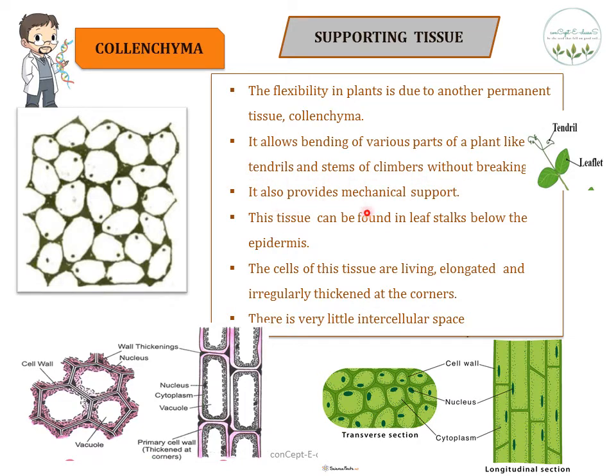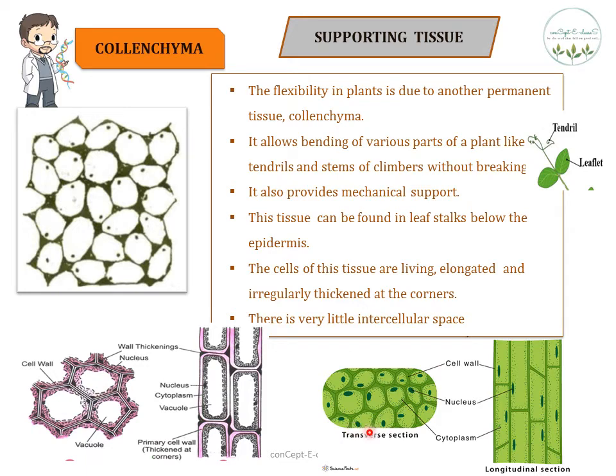Now this tissue can be found in leaf stalks, below the epidermis. If you remember the slide that I showed before, we can see that below the epidermis there is this collenchyma and parenchyma. So this tissue is actually found below the epidermis in the leaf. Now let's see the characteristics of the cells inside this tissue. The cells of this tissue are living, they are elongated, and they are irregularly thickened at the corners.